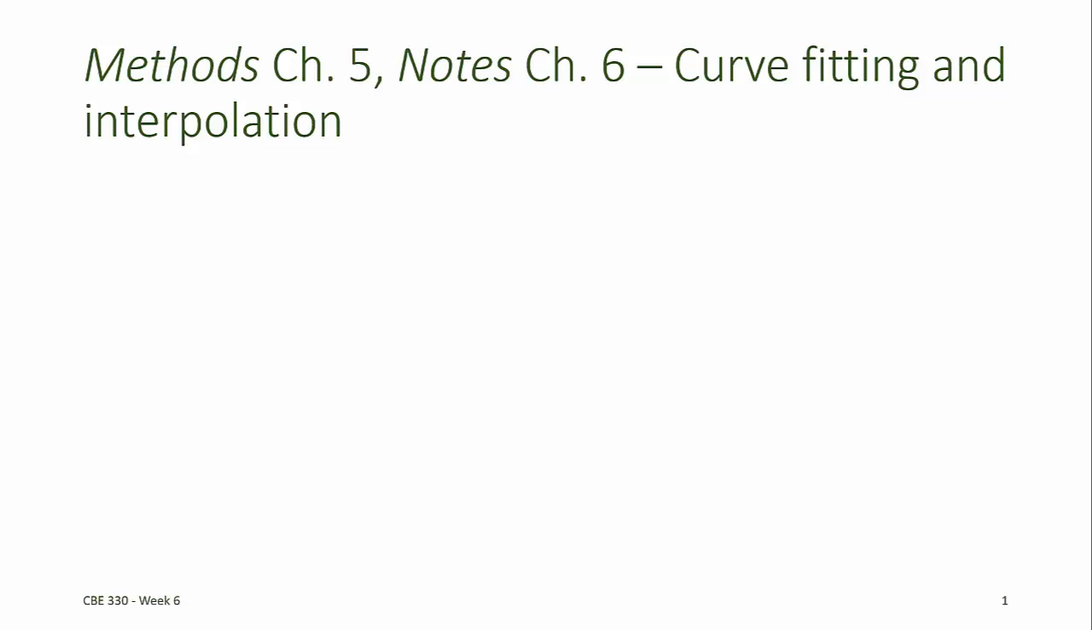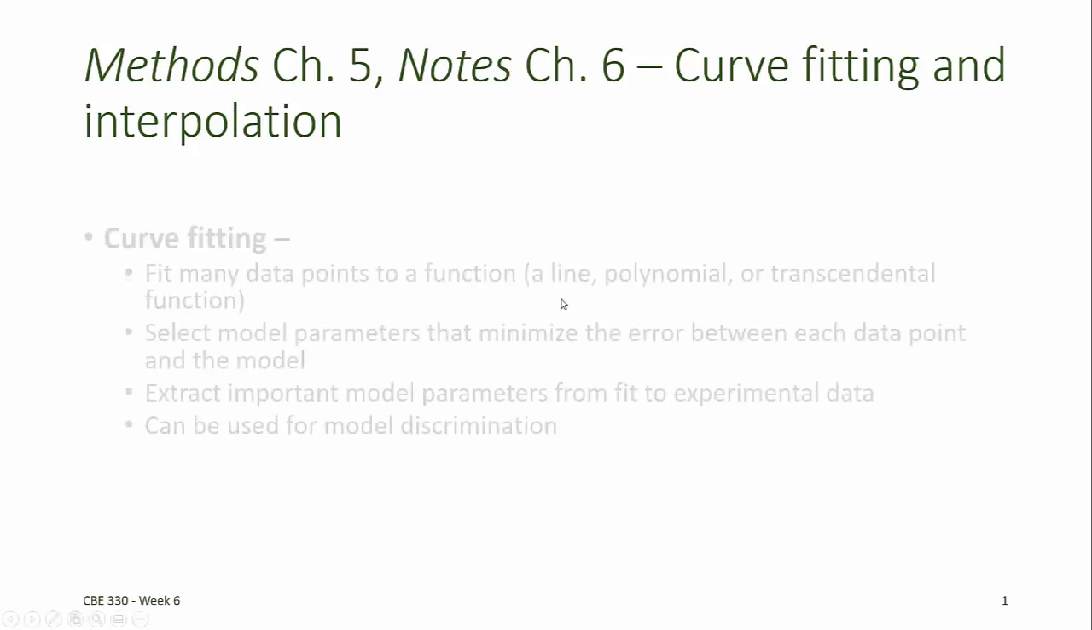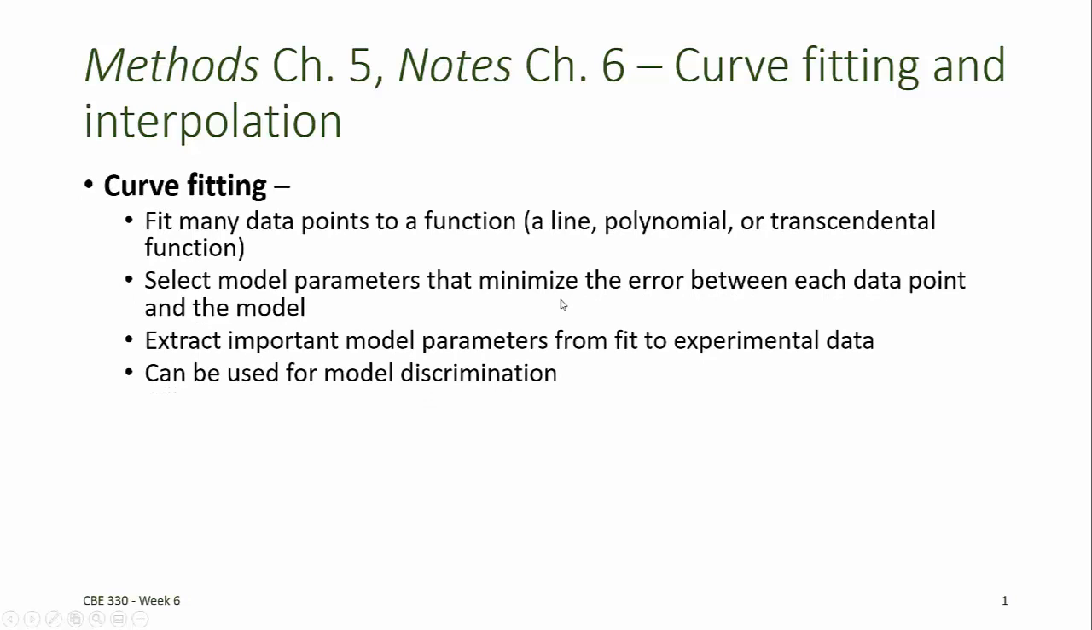In Chapter 5 of the Methods text and Chapter 6 of the notes, we're going to cover two important topics: curve fitting and interpolation. Curve fitting is used when we have many data points that we want to fit to a function. The function may be any general function of the data. It could be a line, it could be a polynomial, it could be a transcendental function, or some combination of these. This is often used to select model parameters that minimize the error between each data point and the model. And it can be used for model discrimination when combined with measures of the goodness of fit.